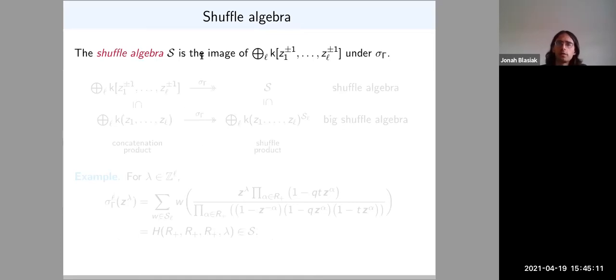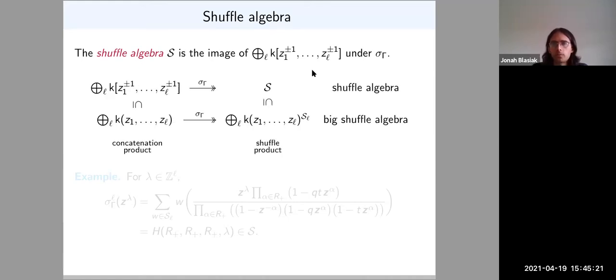And then we define the shuffle algebra S to be the image of Laurent polynomials under this gamma symmetrization map. Now we could have skipped ahead to this definition, but it's nice to think about this big shuffle algebra too. Even though we're really after the shuffle algebra, it's easier to describe the total space here. Describing the shuffle algebra explicitly is actually harder, and we'll see an example of the subtlety there.